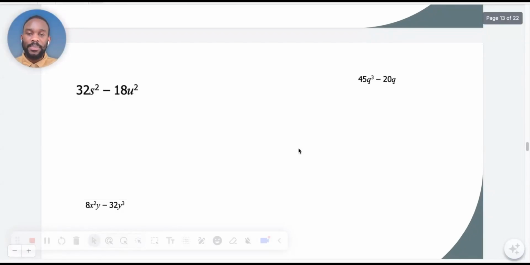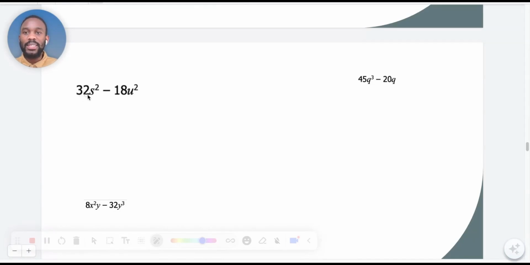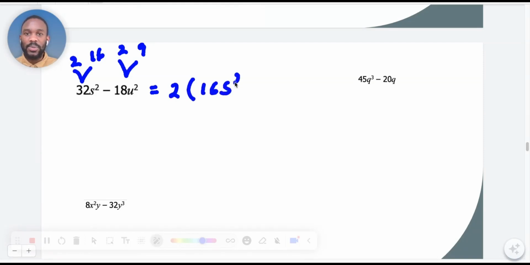All right, so sometimes, right, we might have to apply the greatest common factor, yeah, and then get our difference of two squares. So we see all these are differences, but 32 is not a square, right? 18 is not a square. However, 32 and 18 have common factors, right? And the greatest common factor here is 2. If you get 2 times 16, you get 32. And if you get 2 times 9, you get 18. So first factor out the greatest common factor. So 2 will be left with 16s squared minus 9u squared.